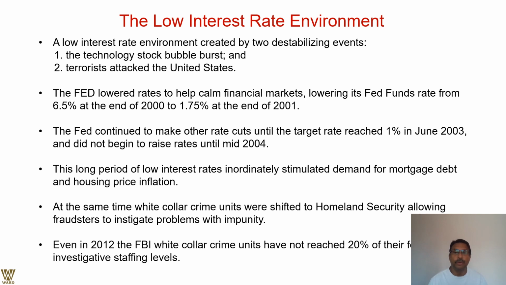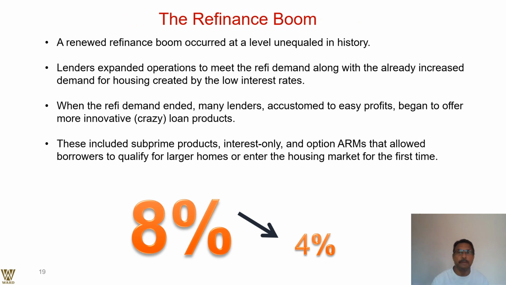This long period of low interest inordinately stimulated demand for mortgage debt and housing price inflation. At the same time, the white collar crimes unit was shifted to Homeland Security, allowing fraudsters to operate with impunity. Even in 2012, the FBI white collar crimes unit had not been able to reach 20% of its investigating staffing levels.